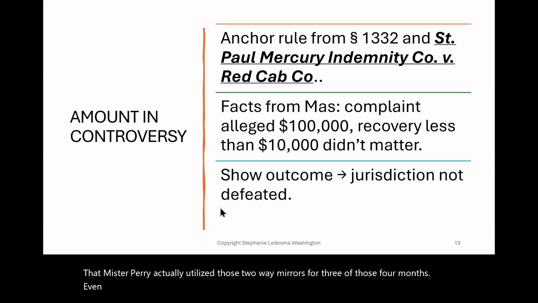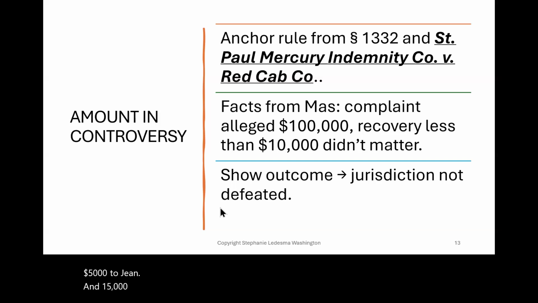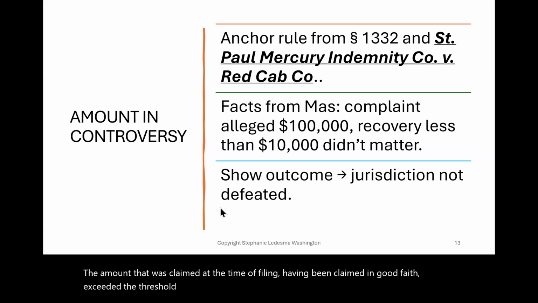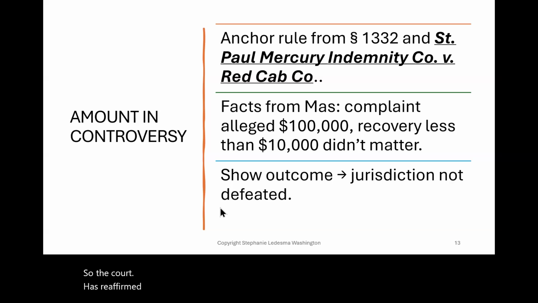Even though the jury only awarded $5,000 to Jean and $15,000 to Judy, the amount that was claimed at the time of filing, having been claimed in good faith, exceeded the threshold amount. So the court has reaffirmed that jurisdiction for diversity is determined at the time of filing, not by the outcome of the trial. Yeah? So good, so good.